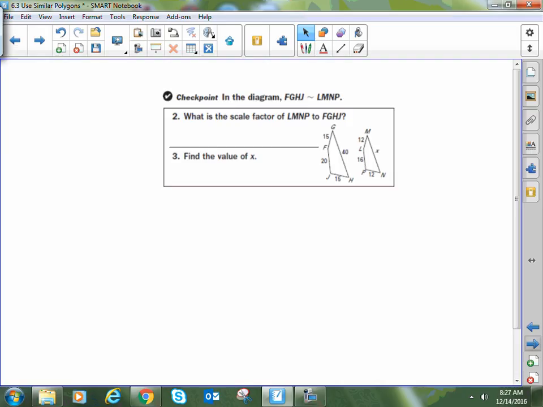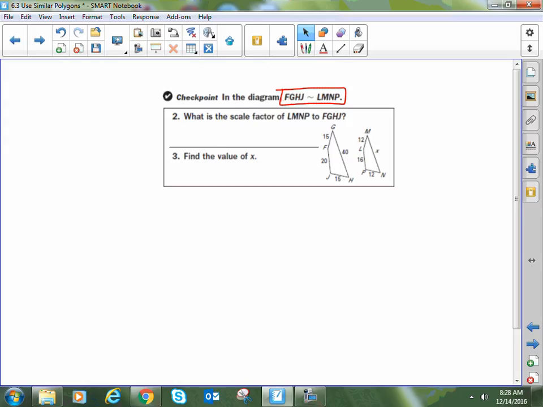At this point, go ahead and pause the video and work out the next two problems that you see. Again, keep in mind they're giving us a similarity statement, so we don't have to show that the figures are similar to each other. They're telling us that. So simply identify in part 2 what is the scale factor between the two figures and what is the value of the missing side, MN. When you're done, go ahead and hit play and compare your answers with what I have.